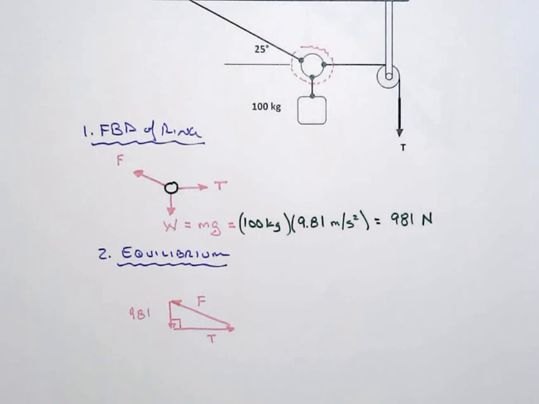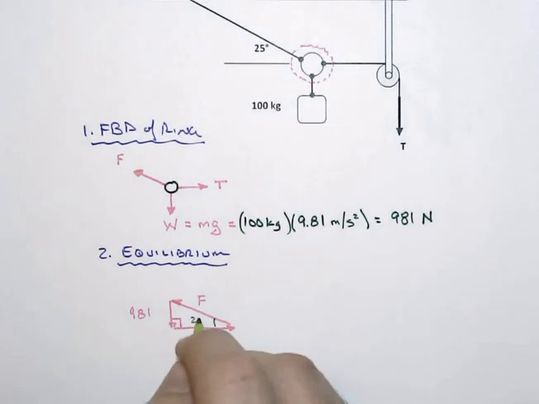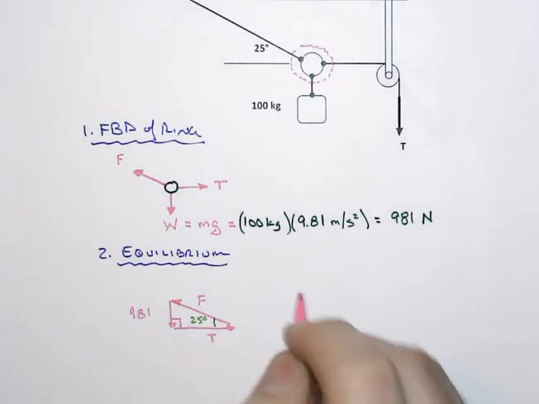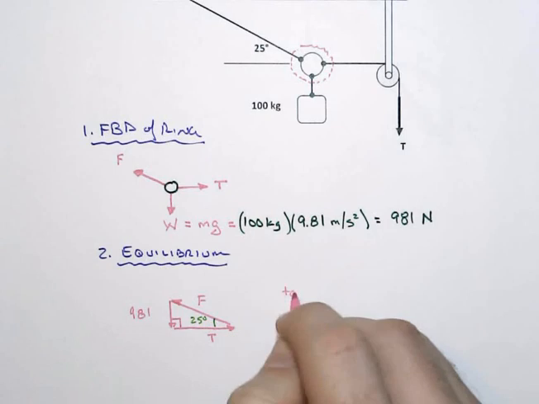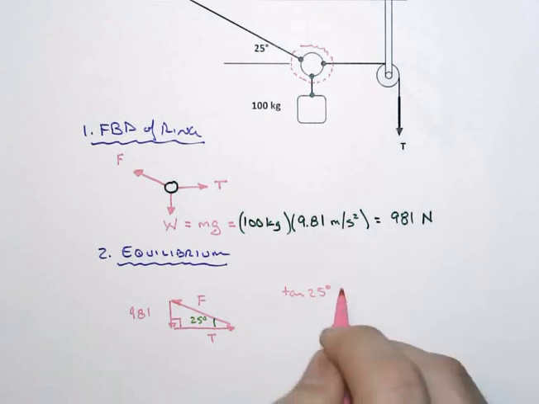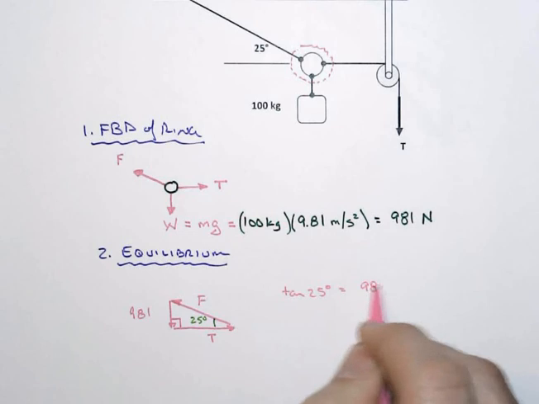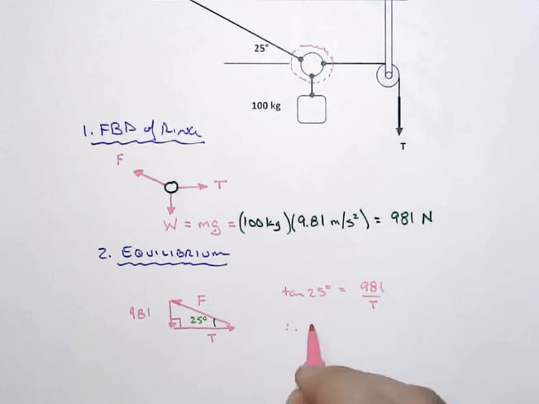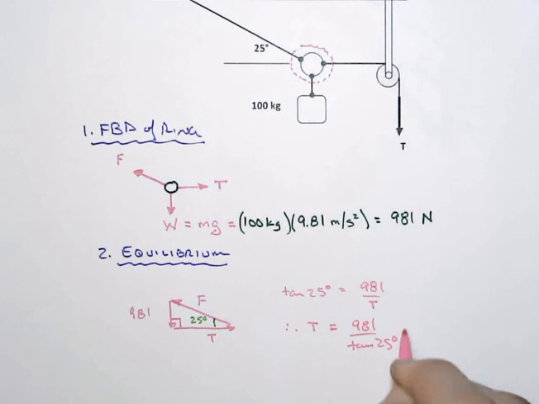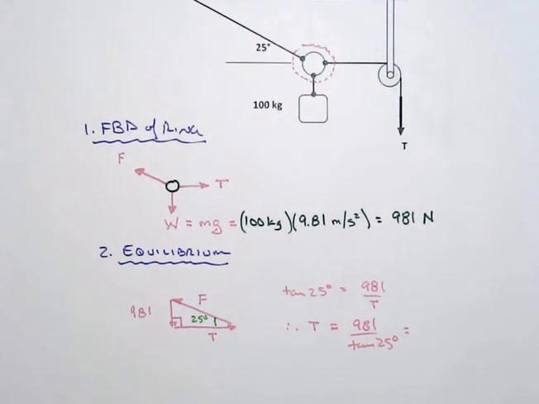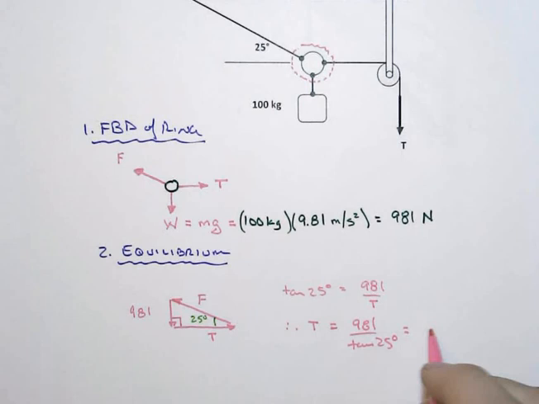It's now even simpler because when we look at it this way, we recognize that tangent of 25 is equal to opposite over adjacent. So therefore, what we were interested in, T, is just going to be 981 divided by tangent of 25 degrees, and that will be evaluated out at 2,103 newtons.